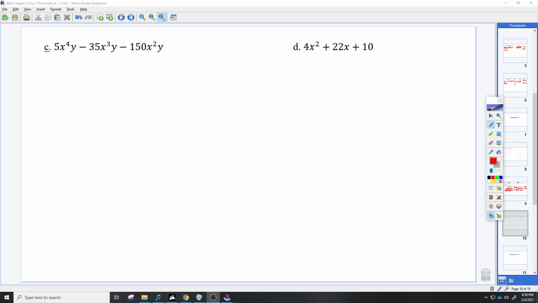This one looks a little worse because we have the y in here, but that's okay. If you notice, there's a y in each one of these, so we're going to take a y out anyway. And what do we have up here? We have 5, 35, 150, so 5 can come out. How about x's? X to the 4th, x cubed, x squared. The lowest one we have is x squared. All right, and then we're going to write what's left in parentheses. So divide each one of these by 5. Take out an x squared and a y. So we'll be left with x squared, which is what we need to have.